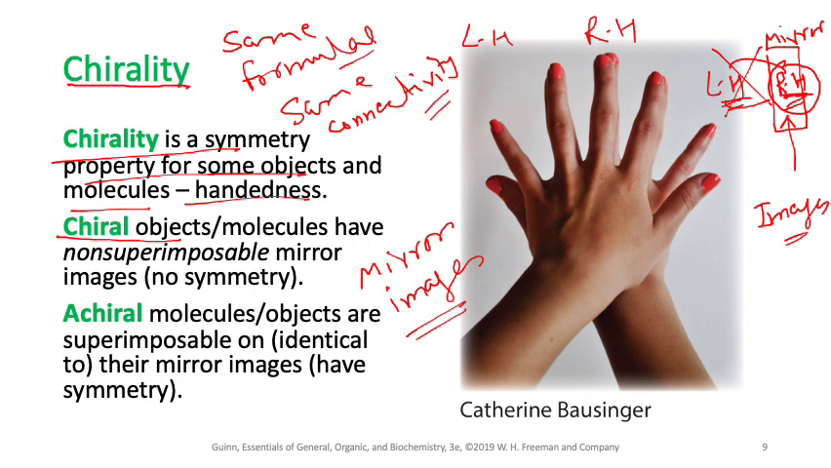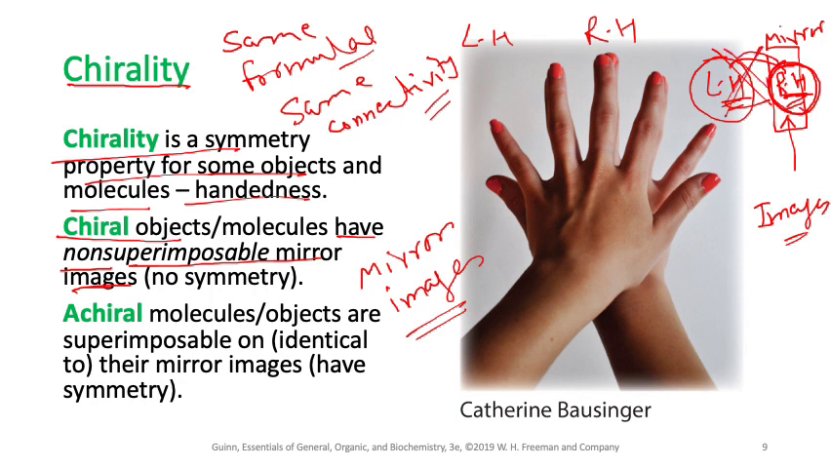So let's go to the definition of a chiral object. A chiral object or molecule has non-superimposable mirror images. Meaning you cannot superimpose the actual molecule, or the hand in this case, with its mirror image. You cannot overlap them, right?